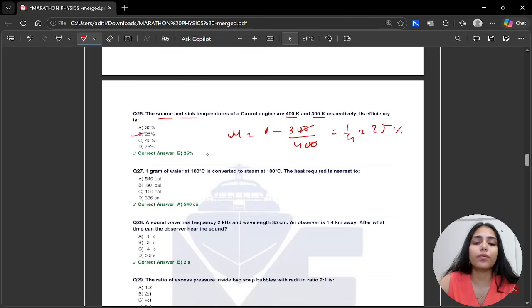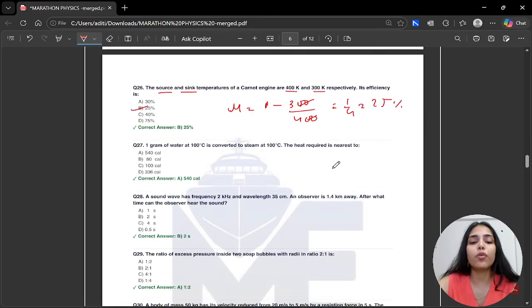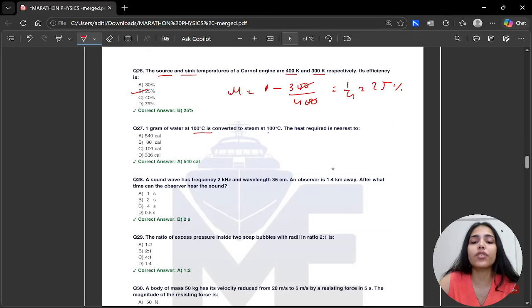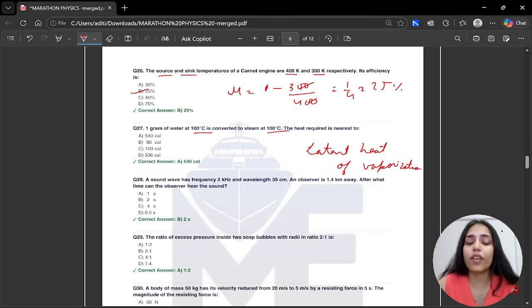So option B. Now, moving forward, a gram of water at 100 degrees Celsius is converted into steam at 100 degrees Celsius. So what amount of heat is required? This is asking about latent heat of vaporization. Okay. Now this can only be solved if you are already aware of the answer, that is, you have already come across this question, because you have to remember the value of latent heat of water. Okay, that is 540.